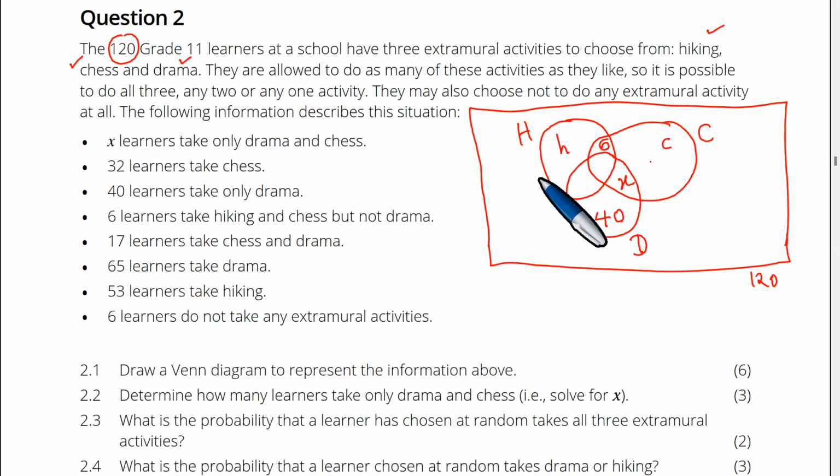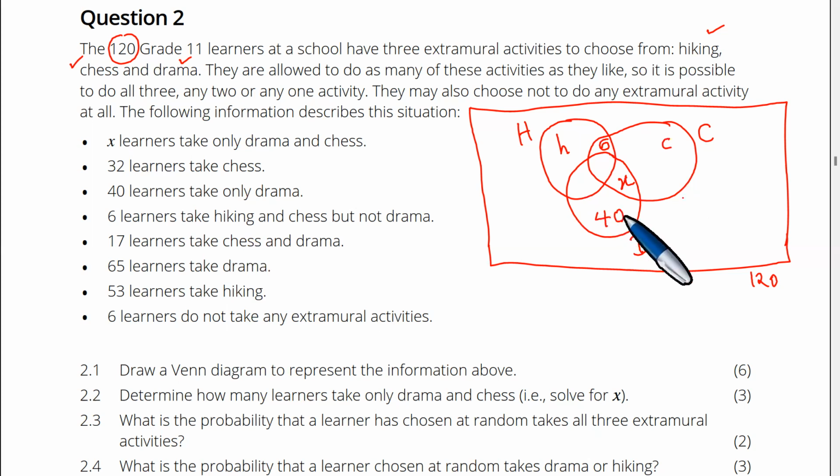6 learners take hiking and chess, but not drama. 17 learners take chess and drama. So you have 17 learners that take chess and drama. If you have 17 learners that happen to take chess and drama, you need to think of these. If they take chess and drama, and those learners are 17, we're going to have a way to distribute those.